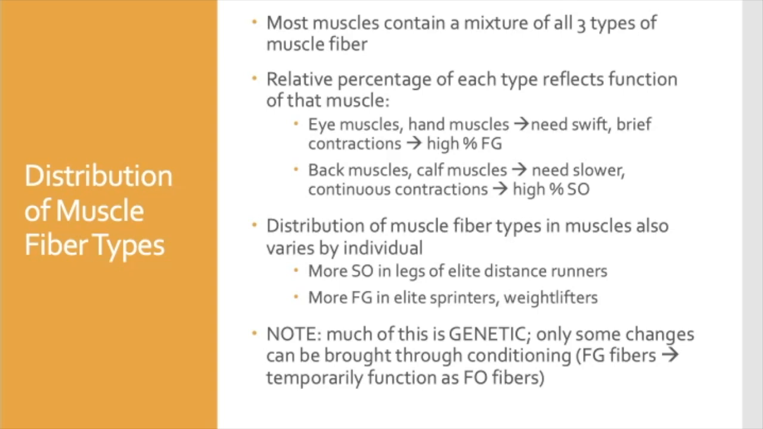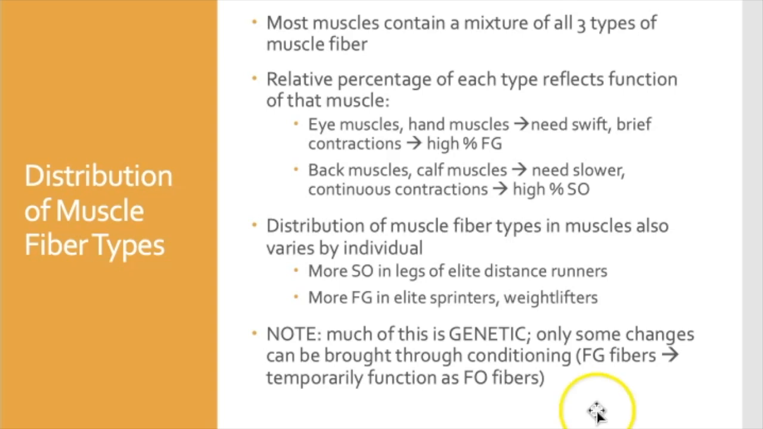In comparison, the kinds of muscles that help us maintain our posture, things like your back muscles or the muscles in the calves of your legs, they need a type of contraction that is much more slower and much more longer lasting. So those types of muscles are going to be high in slow oxidative fibers. It depends on the muscle. It depends on the work that muscle has to do. That determines the percentages of SO, FO, and FG fibers.